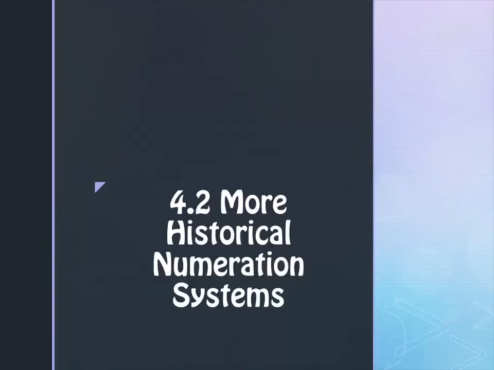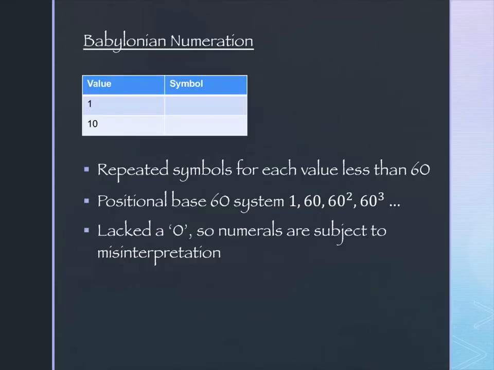Okay, 4.2, as I mentioned before, is really just a continuation of 4.1. It is separated out distinctly differently because of the way the symbols operate, but these are just two more numeration systems, and we're going to learn how to work within them. The first one we're going to look at is called the Babylonian numeration system. I'll show you the symbols in a second, but we'll just read through some of the features of the system.